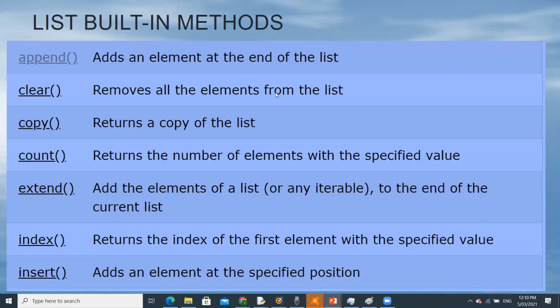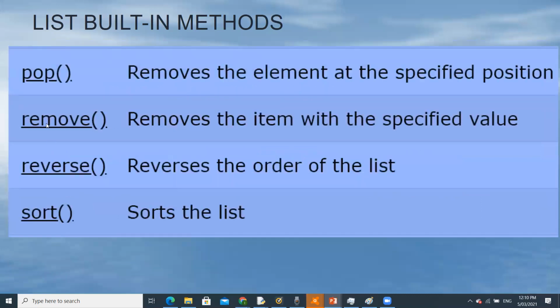So if you see append, whenever you add any element in the list, it will add that element at the end of the list. But insert adds an element at the specified position. So it means that the role of append and insert is the same, that they are both adding items in the list. The difference is with the position: in append, the item is added at the end, while with insert you can specify the position where you want to add that item. So these are a few more built-in methods.